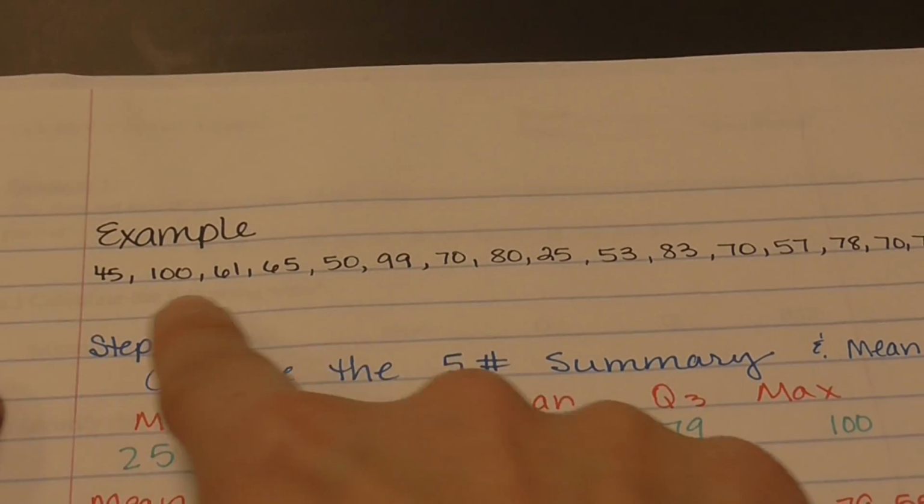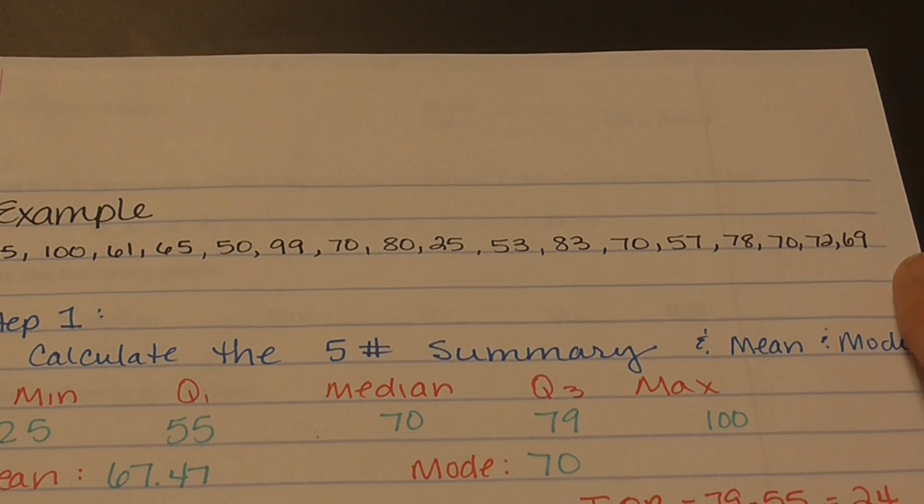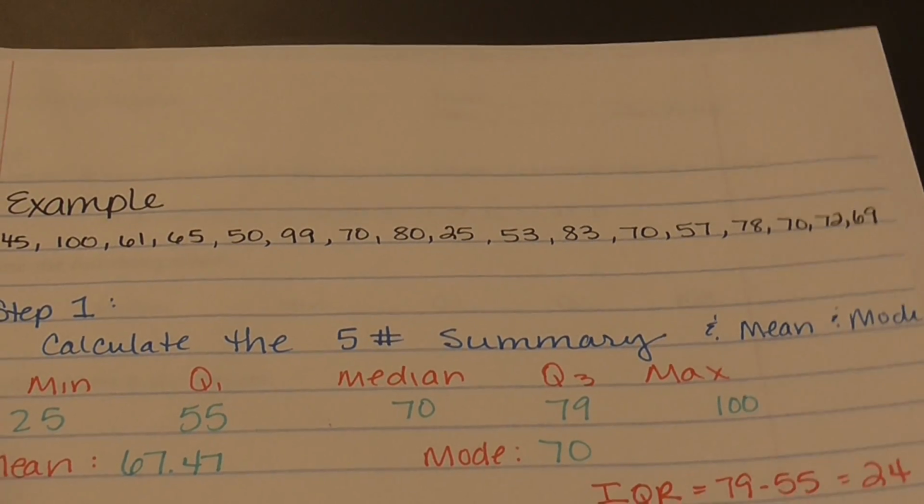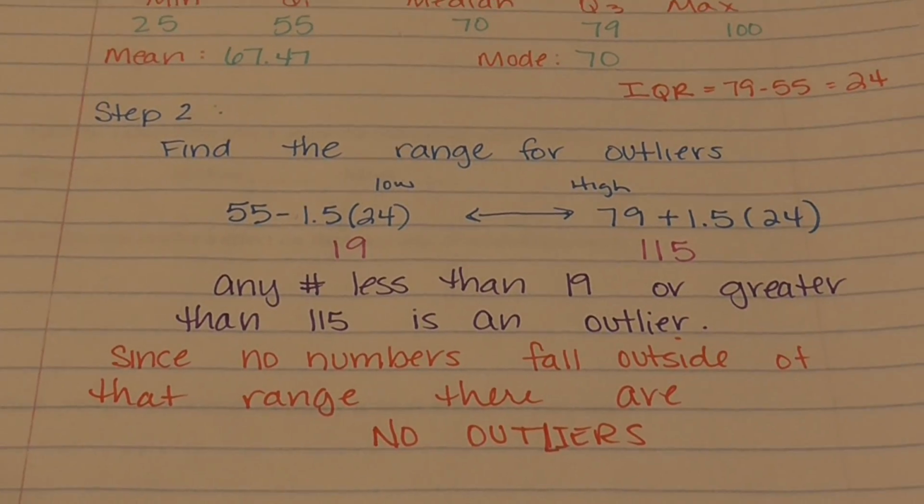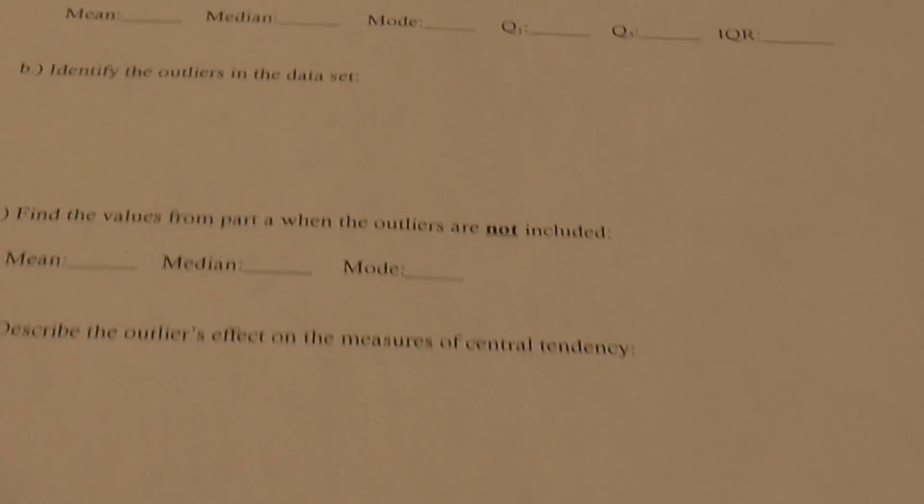If you take a look at these numbers, there's nothing that is less than 19 and there's nothing that is greater than 115. So since no numbers fall outside of that range, there are no outliers.